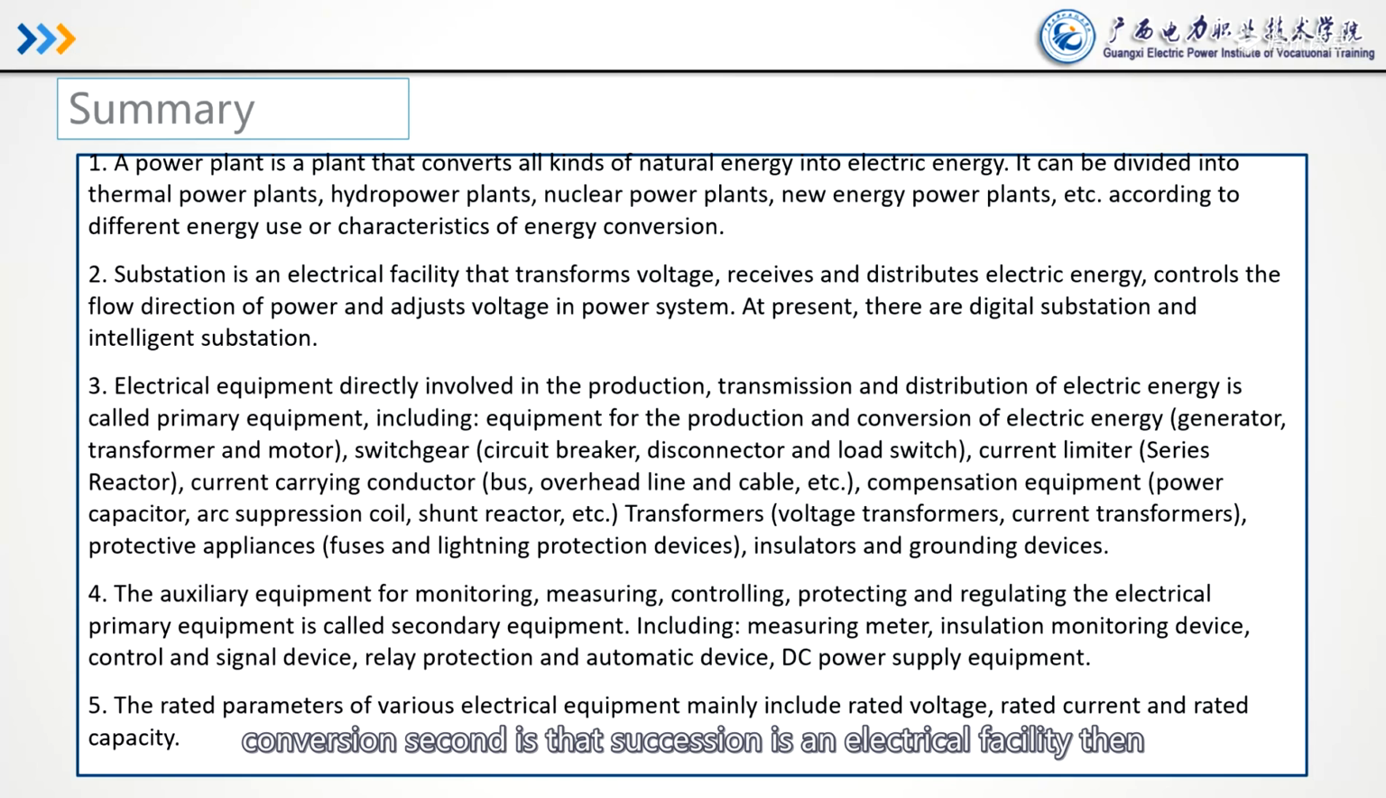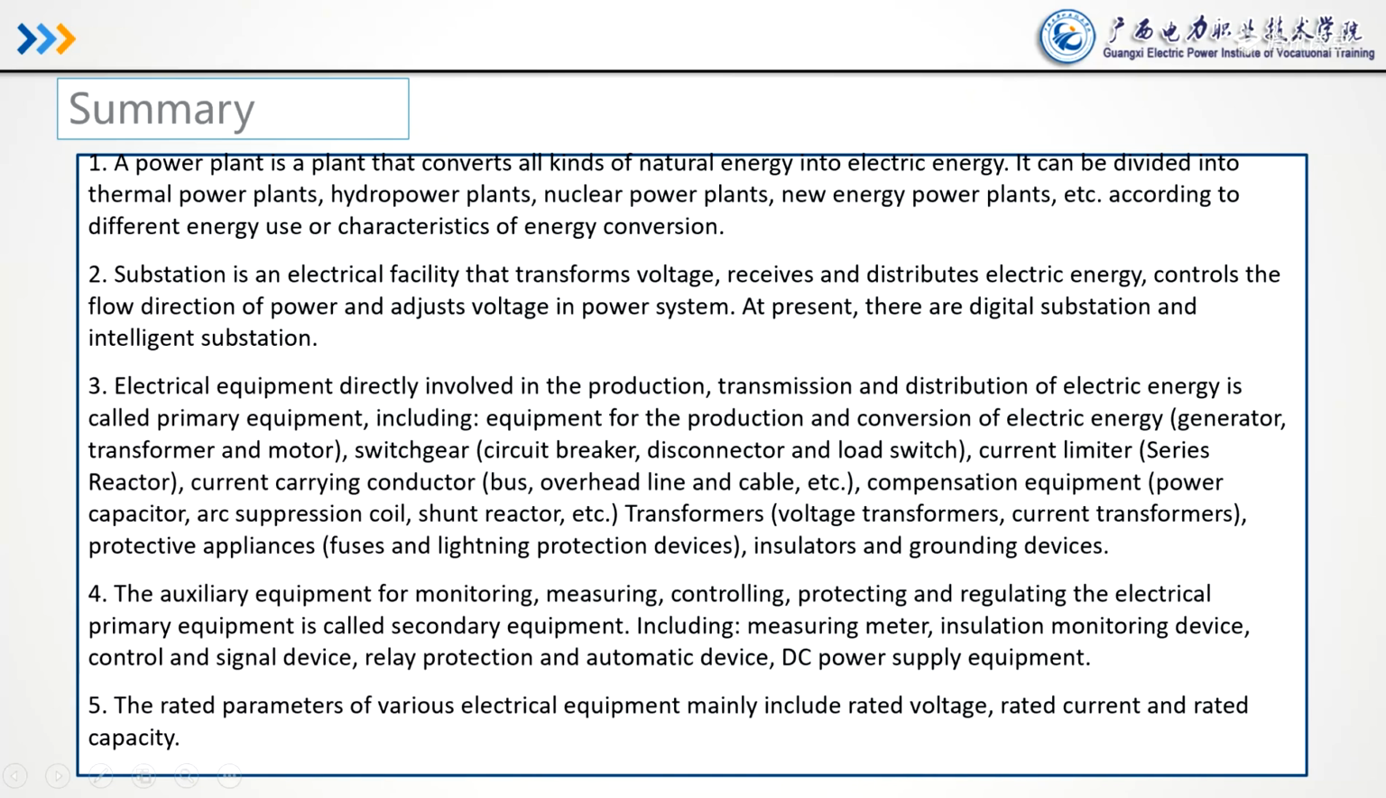Second, the substation is an electrical facility that transforms voltage, receives and distributes electric energy, controls the flow direction of power, and adjusts voltage in the power system. At present, there are digital substations and intelligent substations. Electrical equipment directly involved in the production, transmission, and distribution of electric energy is called primary equipment, including equipment for the production and conversion of electric energy such as generator, transformer, and motor, switchgear such as circuit breaker, disconnector, and load switch, and such. And also, in the fourth point, we learned that the auxiliary equipment for monitoring, measuring, controlling, protecting, and regulating the electrical primary equipment is called secondary equipment, including these things.